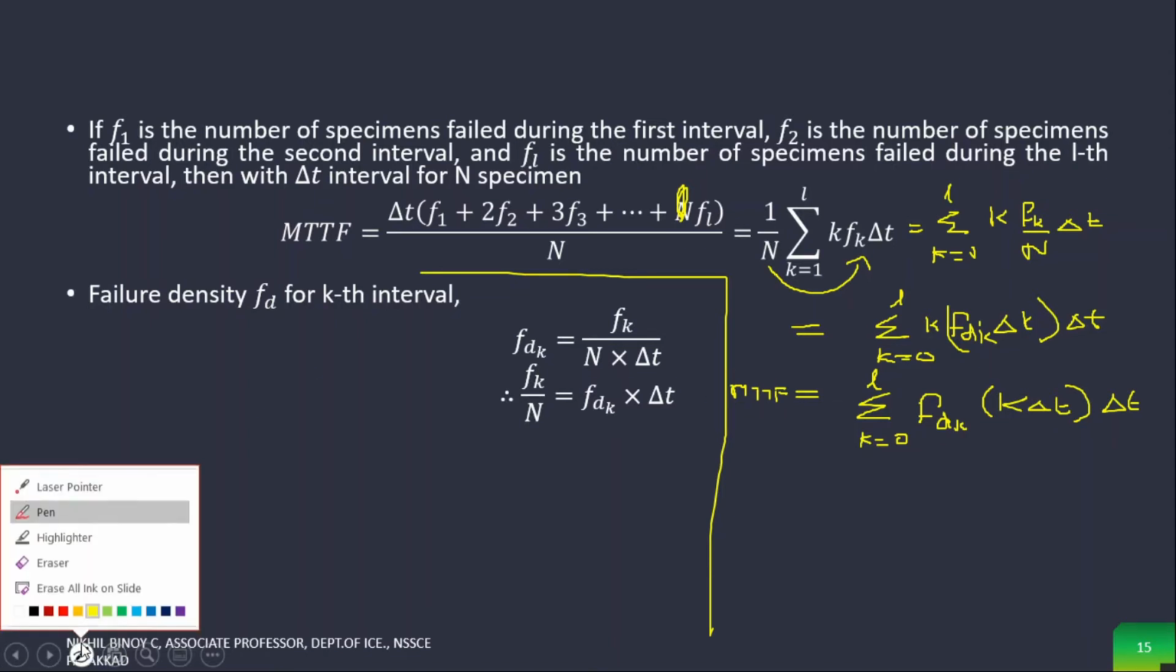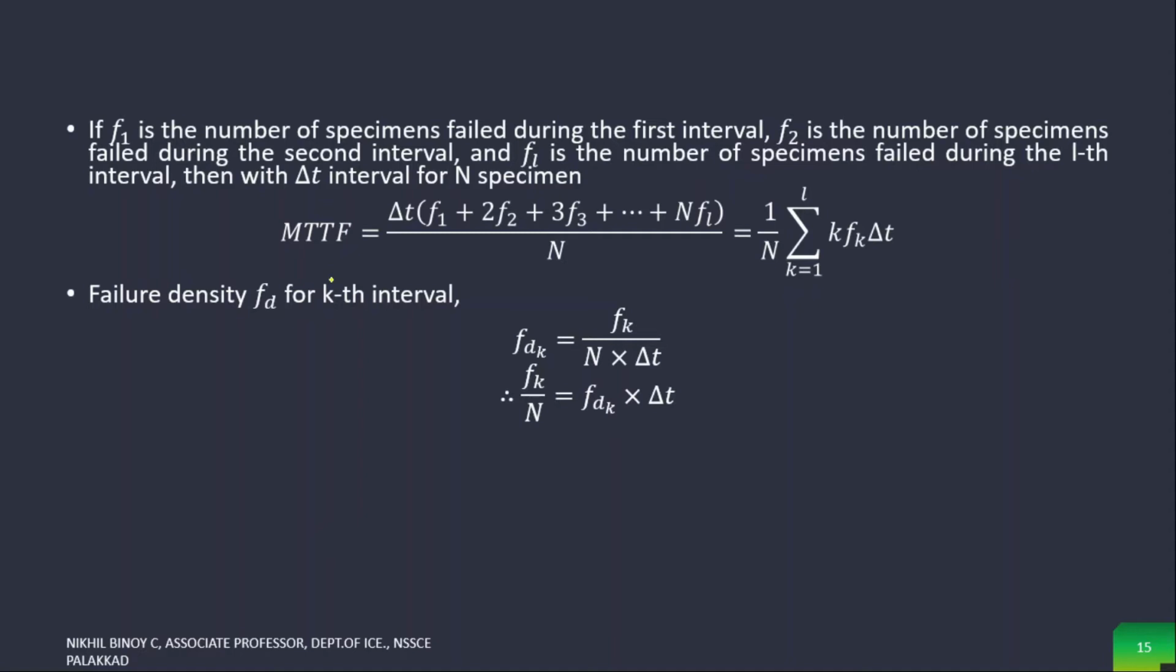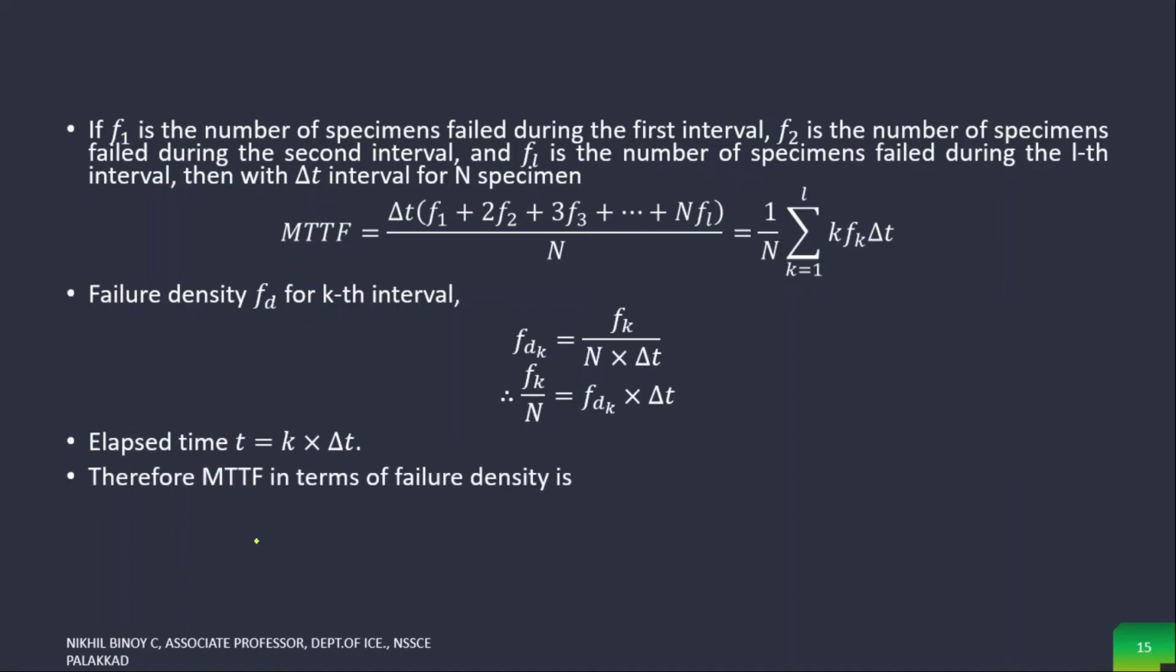Okay. So please note the relationship between mean time to failure and failure density, where elapsed time T is equal to k into delta T. And one important condition is here: delta T tends to 0. For the time being, I am not writing that. So the relationship between MTTF and FDK is: MTTF is equal to sigma 1 to L FDK into k delta T into delta T. So this one is a relationship.